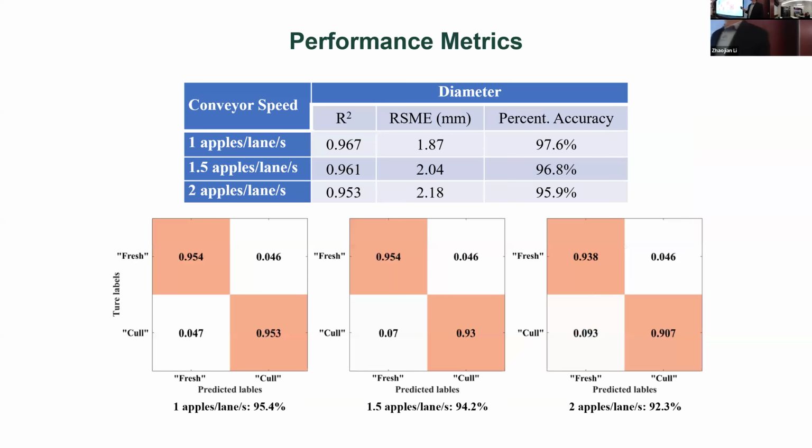And here are some of the results, right? Those are the results based on the different running speeds. If we go like 1 apple per lane per second, then the accuracy can go up to 97%. If we increase the speed, the accuracy decreases a little bit. But overall, I think the performance is still very good, and it can do a very good pre-screening of the fruits that can go to fresh market versus those that have to go to processing for the growers.